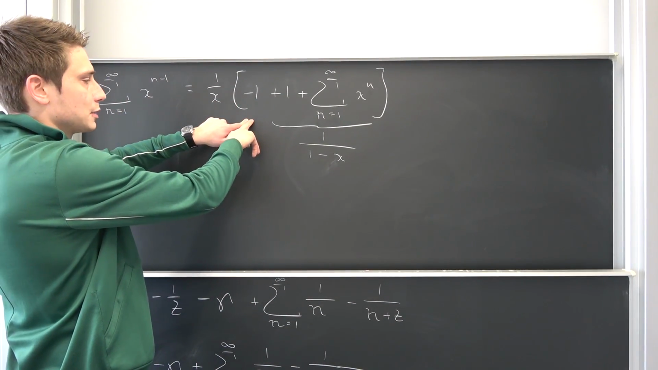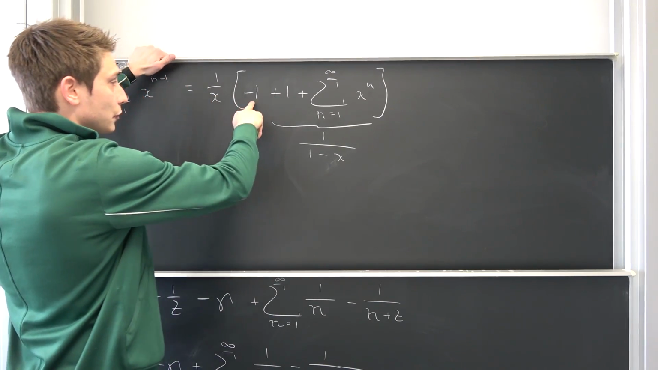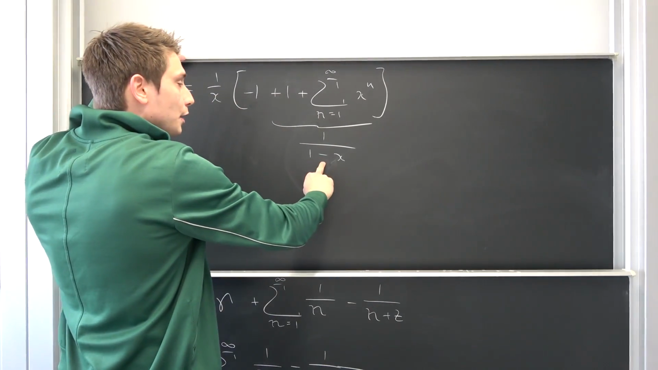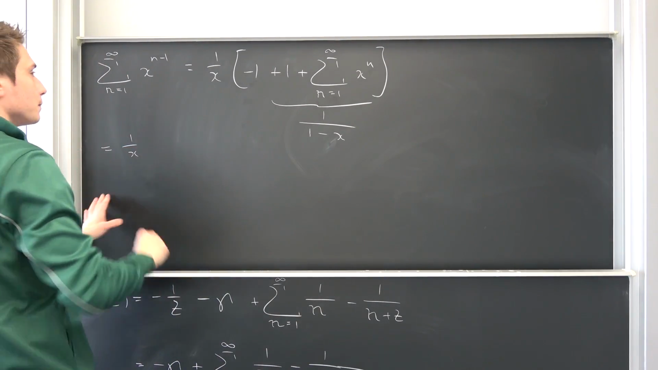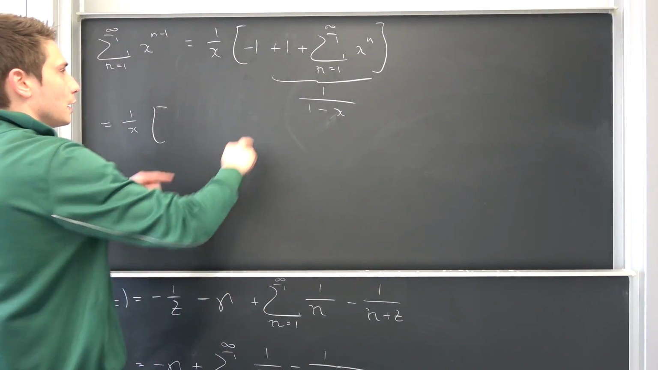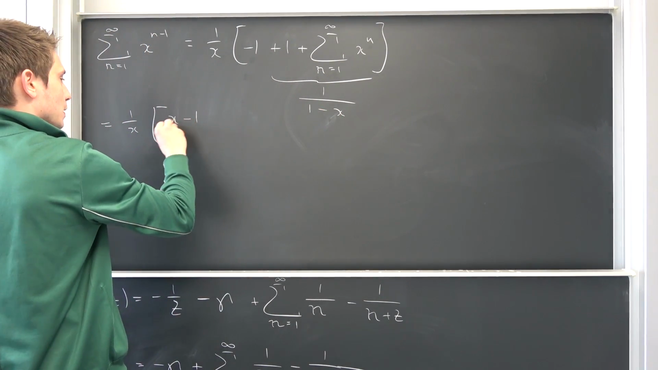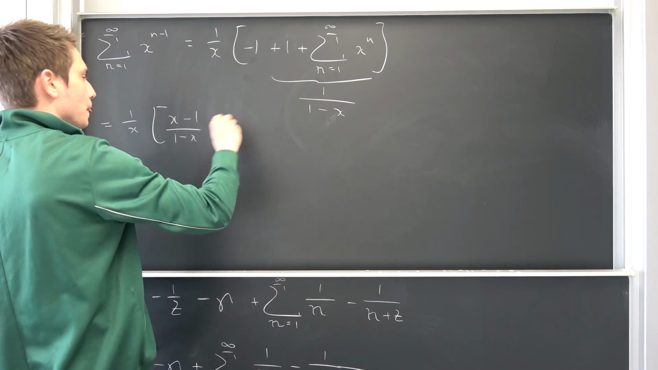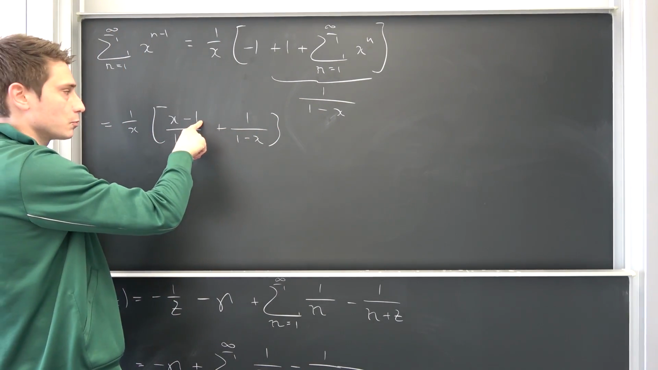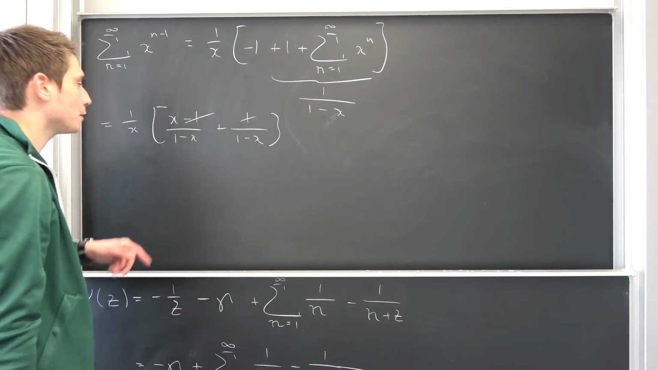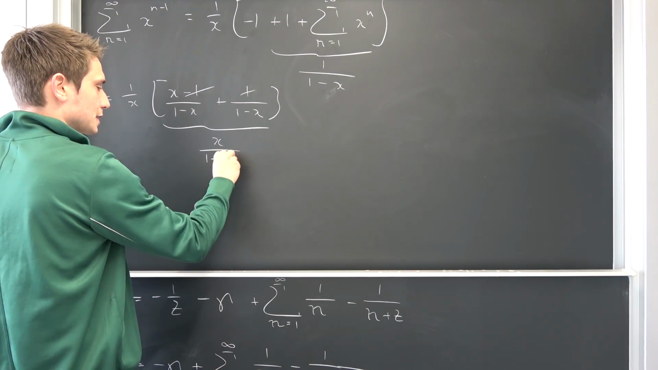Then we have this negative 1. We want to bring it to the same denominator right here, so we have to multiply negative 1 by (1 minus x) over (1 minus x), leaving us with 1 over x times... putting the negative sign in turns it into (x minus 1) over (1 minus x) plus 1 over (1 minus x). Overall, positive 1 and negative 1 are going to cancel out. Then we have nothing but x over 1 minus x.